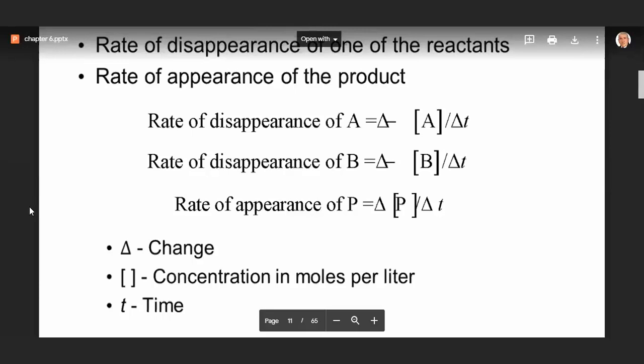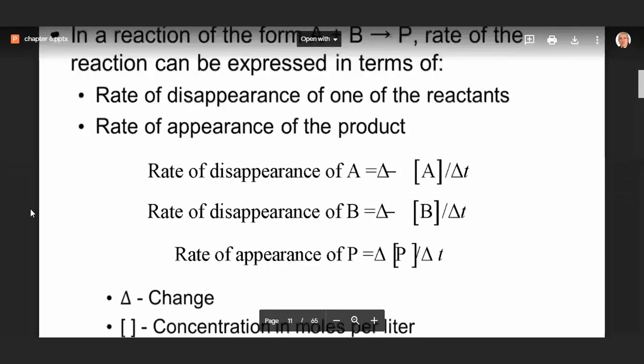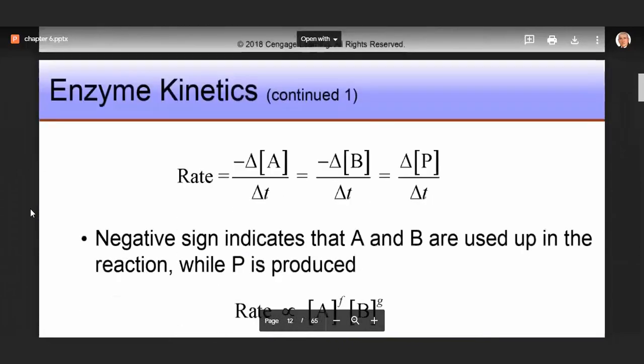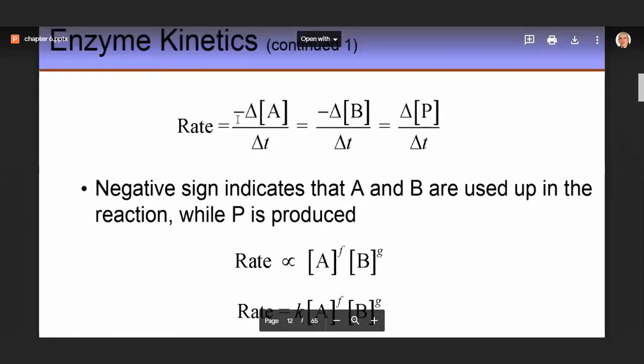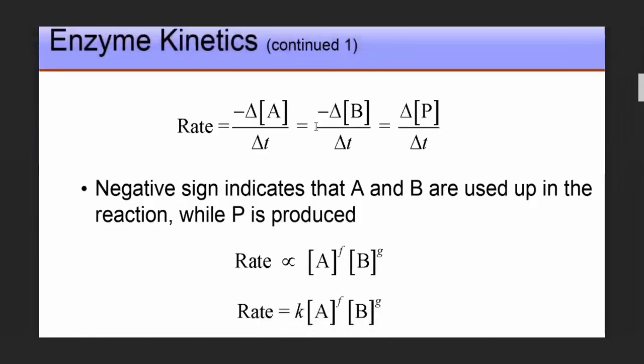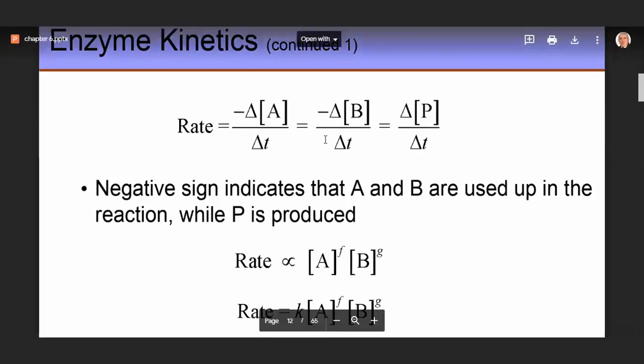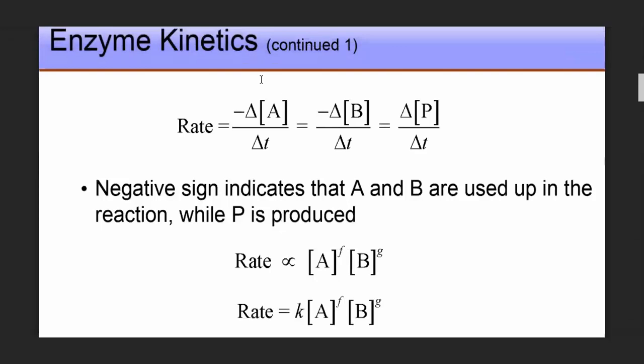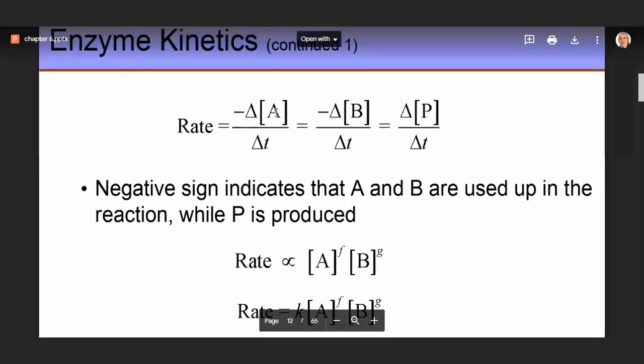So again, you can measure the rate of disappearance of reactant or the rate of appearance of products. And then you can say that the rate equals minus delta A divided by delta T, or minus change in B over change in time, or change in product divided by change in time. Notice here, this is positive, which means it is a rate of appearance of product. This negative refers to the rate of disappearance of reactant A or B.